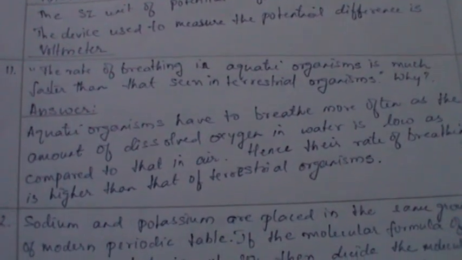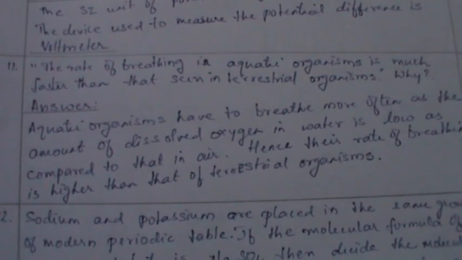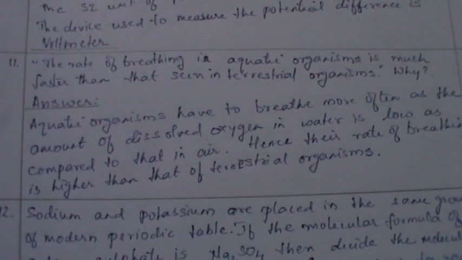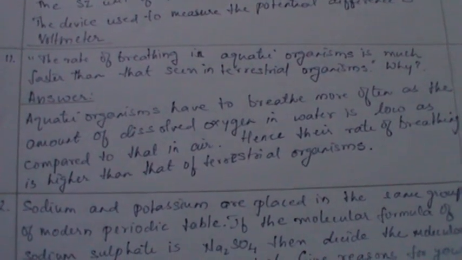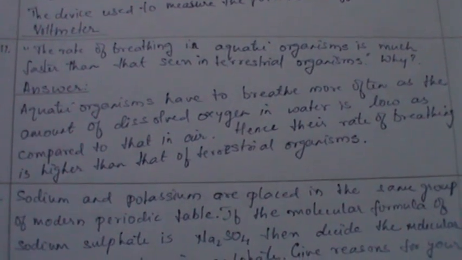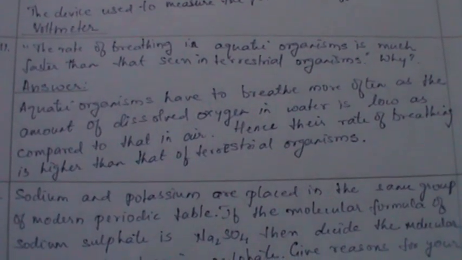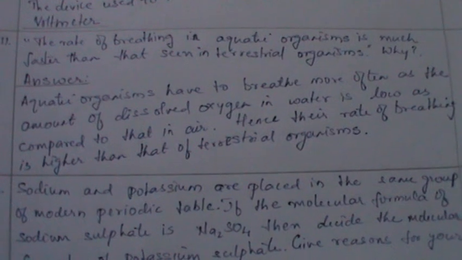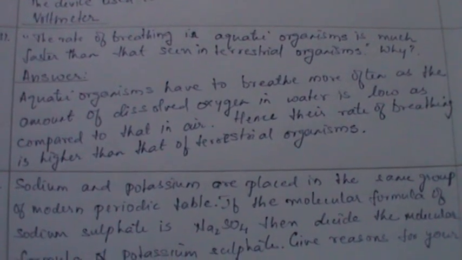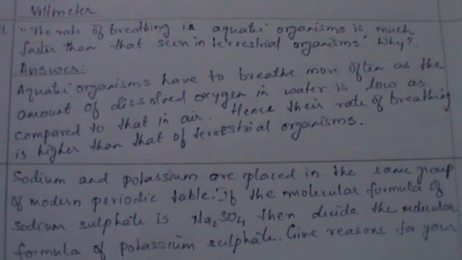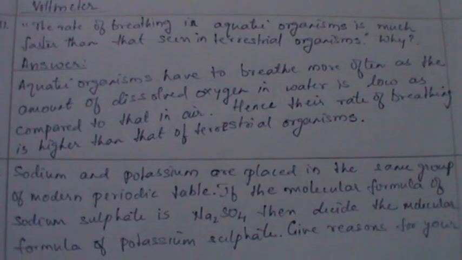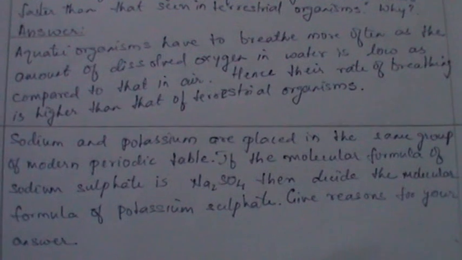Question number 11. The rate of breathing in aquatic organisms is much faster than that seen in terrestrial organisms. Why? Answer. Aquatic organisms have to breathe more often as the amount of dissolved oxygen in water is low as compared to that in air. Hence, their rate of breathing is higher than that of terrestrial organisms.